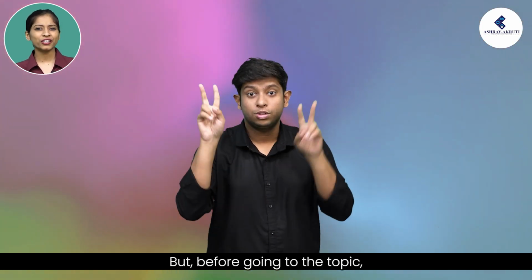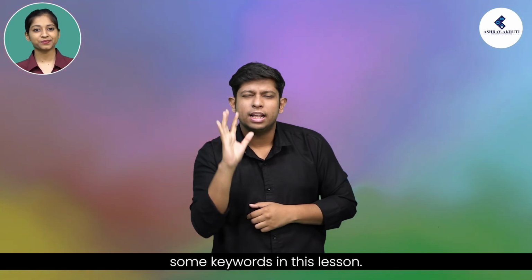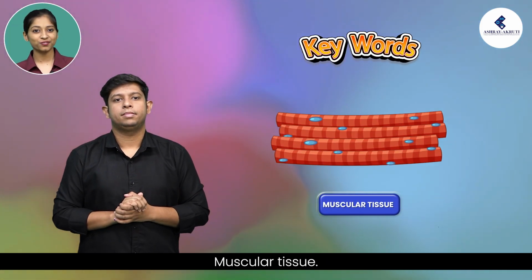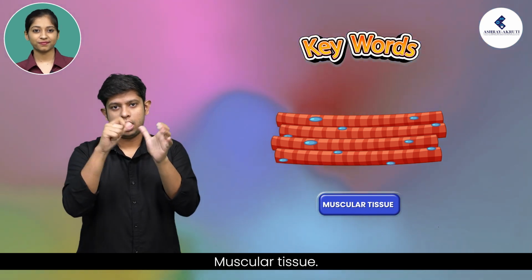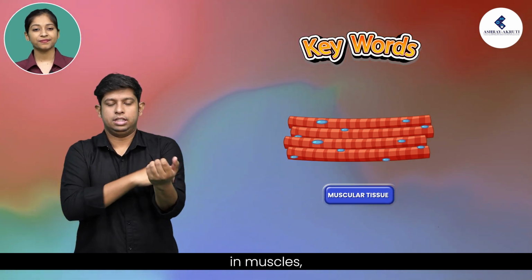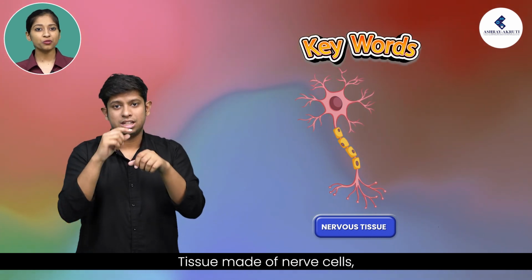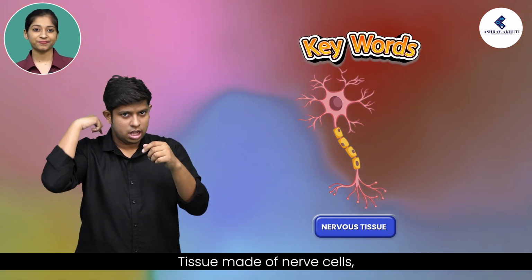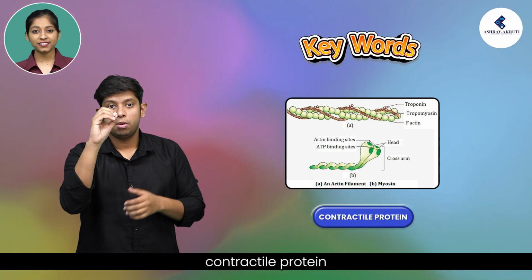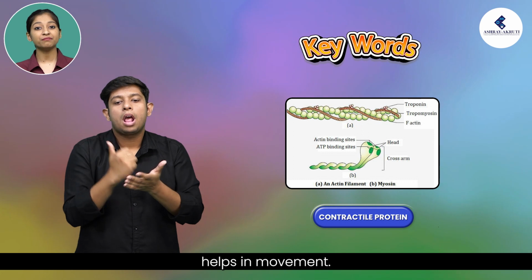But before going to the topic, let us focus on some keywords in this lesson. Keywords: muscular tissue, tissue present in muscles. Nervous tissue, tissue made of nerve cells. Contractile protein, protein helps in movement.